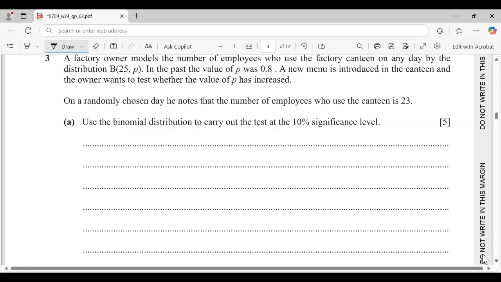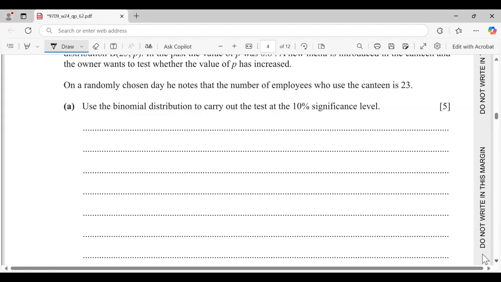10% means 0.1. Right, so the first step, I would like to set the hypotheses. The null hypothesis is p equals 0.8, while the alternative hypothesis is p greater than 0.8.